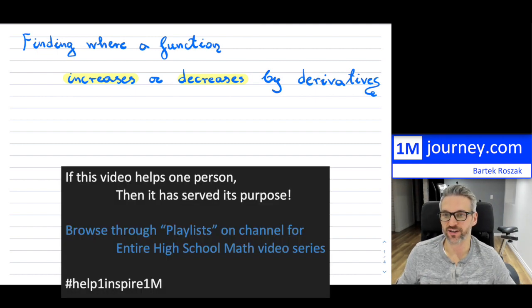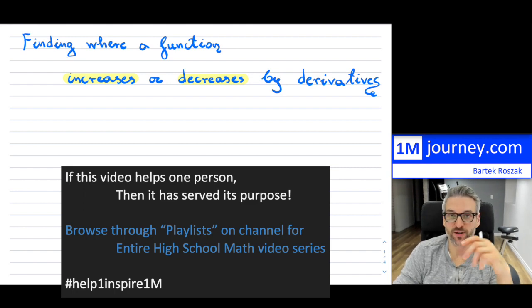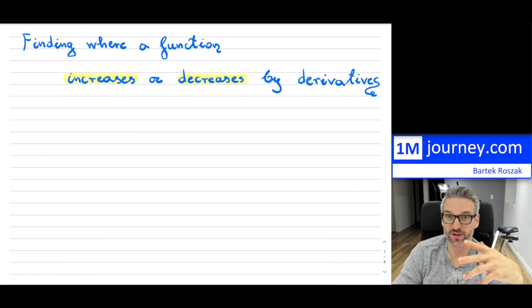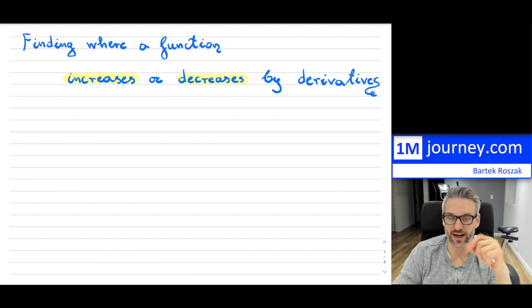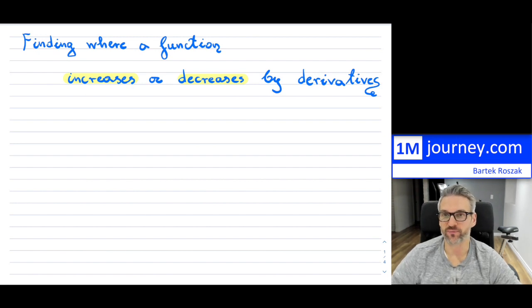Finding where a function increases or decreases by using derivatives. Once you get a good grasp on derivatives, you'll notice it's not super hard to take a derivative and then understand what the derivative is, which is nothing else but a function that tells you what the slope of that function is at every single point, where it's defined.